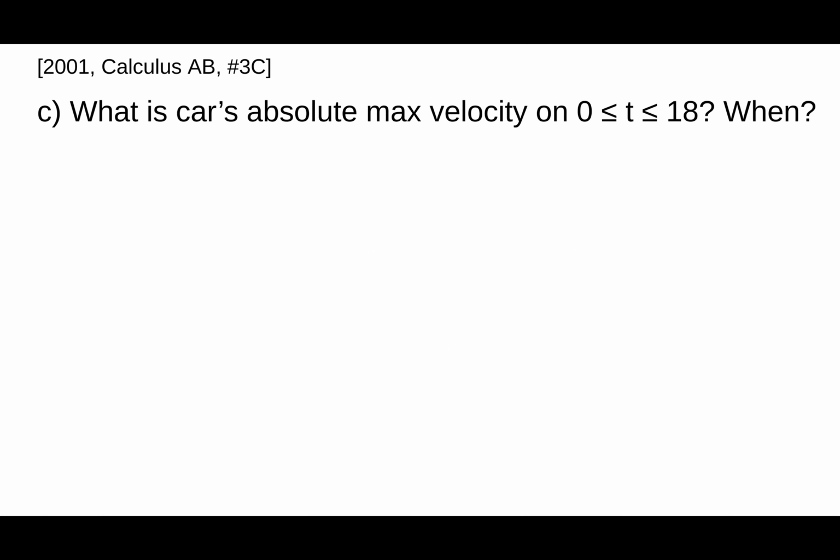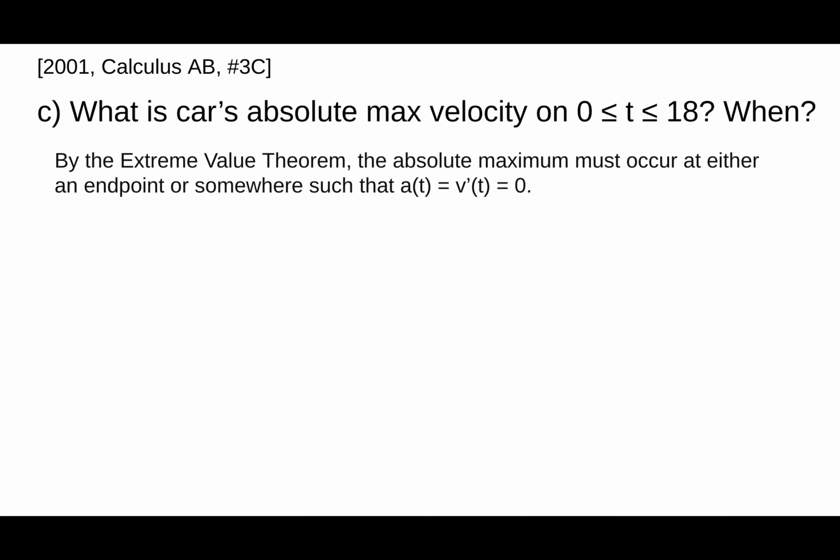What is the car's absolute maximum velocity on the interval from 0 to 18, and when does it occur? All right, we know that by the extreme value theorem, the absolute maximum must occur at either an endpoint or somewhere in the interval from 0 to 18, where v prime of t is equal to 0. v prime of t is also equal to a of t. So we're really just looking for somewhere on the graph where a of t is equal to 0.